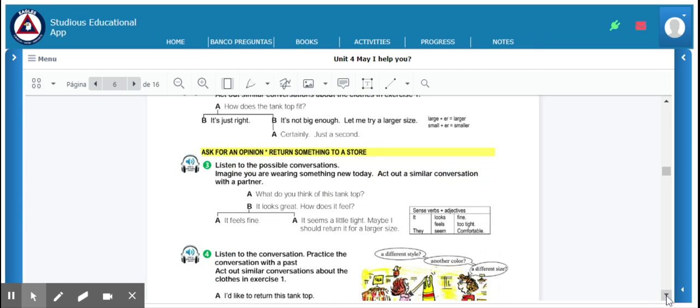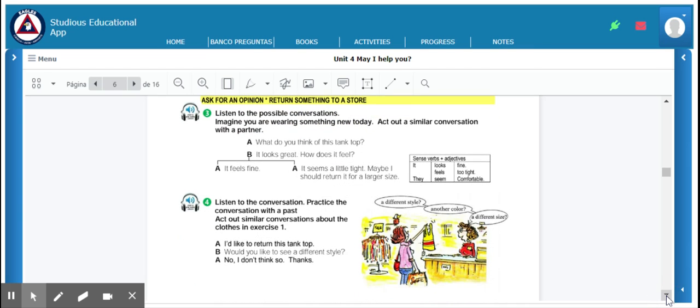Now, let's take a look at number 3. Number 3 talks about sense verbs. Now, this sense verb, I'm going to go ahead and add a link to a video on YouTube so you can go ahead and check that out to get a little bit more information about what this means. But let me explain what you have to do. It says listen to the possible conversations and imagine you're wearing something new today. Okay? Now, don't forget that you have a little chart here on the side and it kind of explains what the sense verbs are. Don't forget it's sense verbs and adjectives.